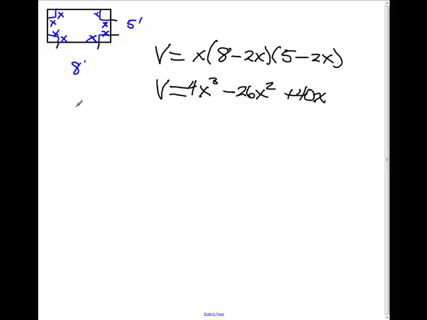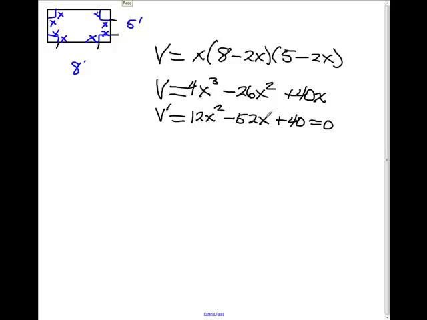Okay? Well, obviously, since we're maximizing the volume, we need to take the derivative of it. So v prime in this case is equal to 12x squared minus 52x plus 40. And then we're taking the derivative, setting it equal to 0, and factoring.